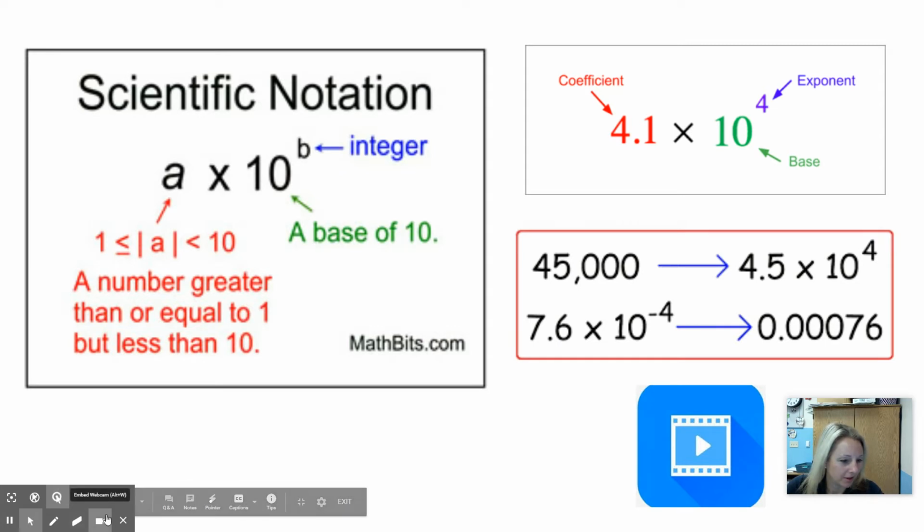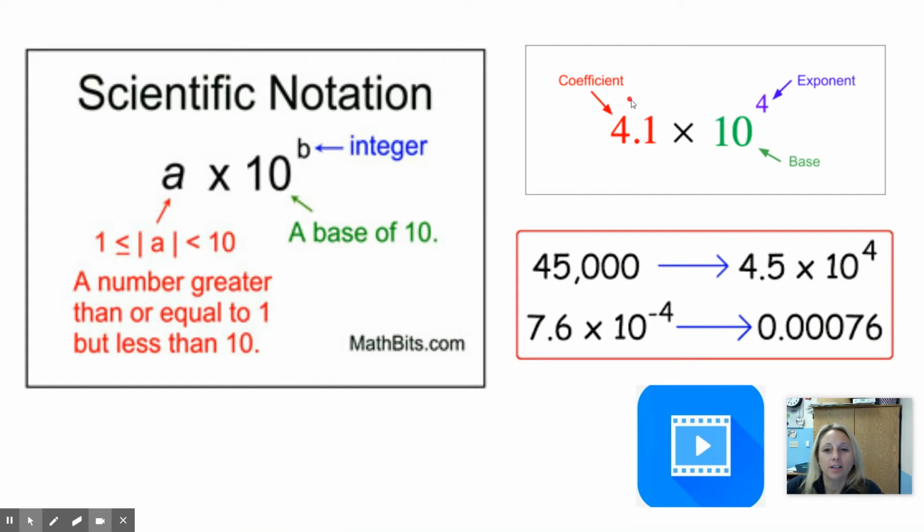Let's see if I can get my little pointer. So here, the coefficient is this number here. That's the number that will be between 1 and 10. And then you will have times 10 to the something, some exponent. That will depend on how many places you needed to move the decimal point. The base is this 10 here. So we know that just from doing powers, that when a number is raised to an exponent, the number being raised is called the base.